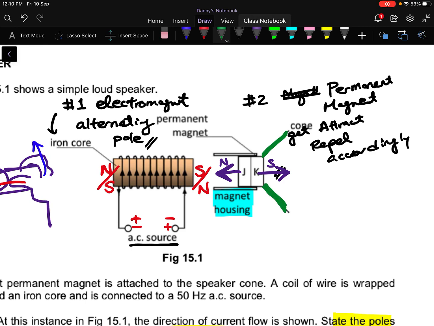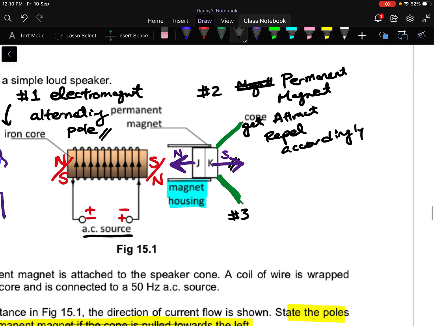So when these magnets are being attracted, and when these magnets are being repelled, what happens is that this cone over here, basically it is a paper cone. It is the paper cone that will vibrate the air molecule, not the magnet. So you need to be very clear on how the different parts of the speaker work together to make a sound. So this cone, because it is attached to the magnet, will vibrate. And when the cone vibrates, that is how the sound is being made.